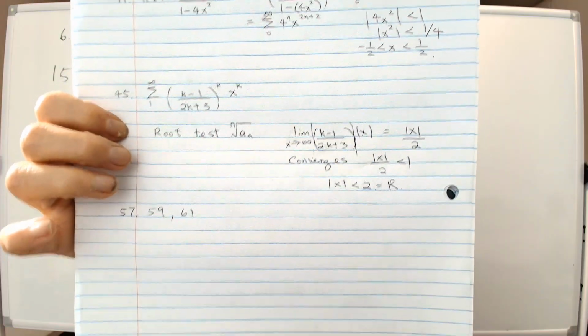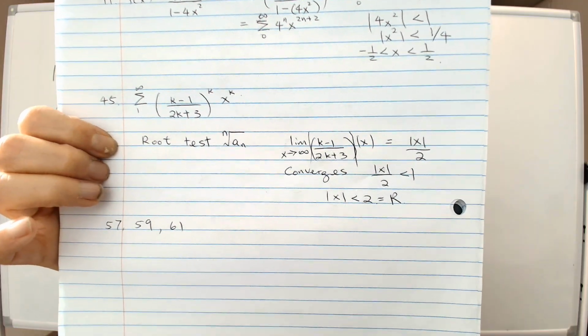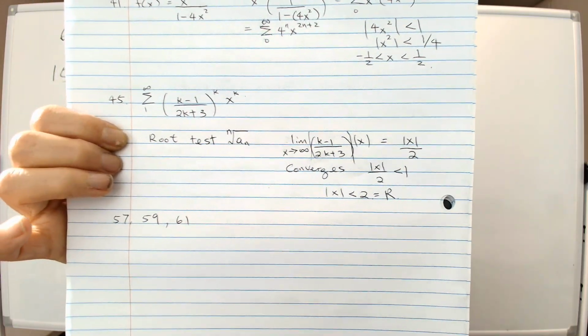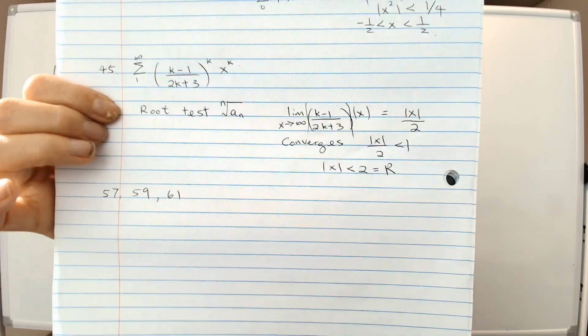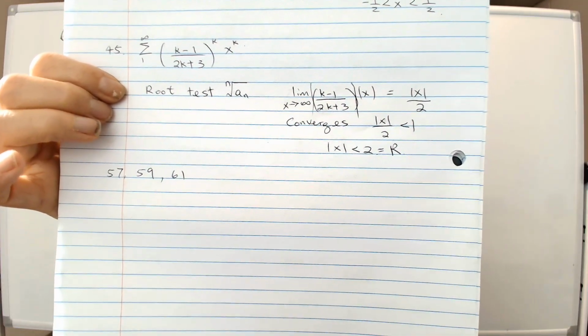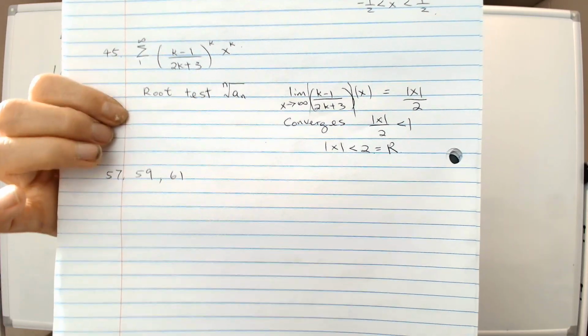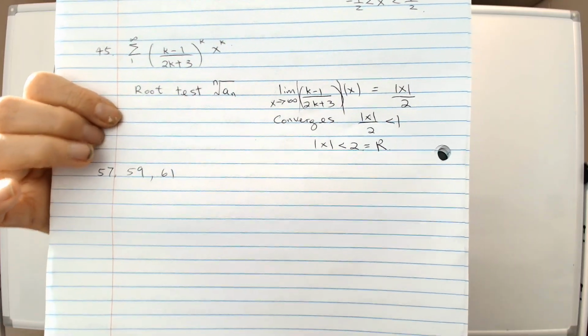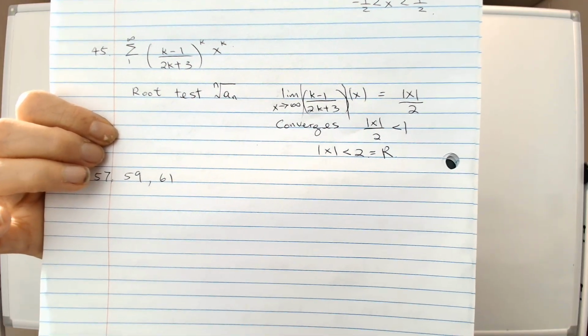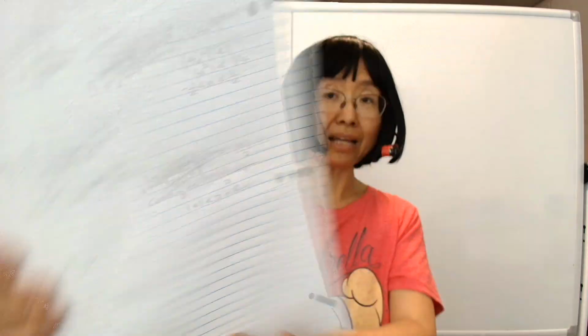And 45 is the only problem that's slightly different, not that different. Instead of the ratio test, which we've been using this whole time, we're going to do the root test. But the result is the same, okay? We're going to come up with a radius of convergence of 2, and that's about it.